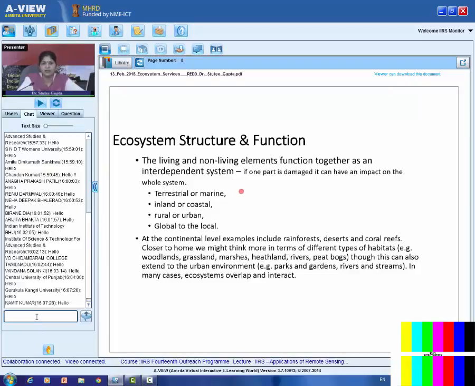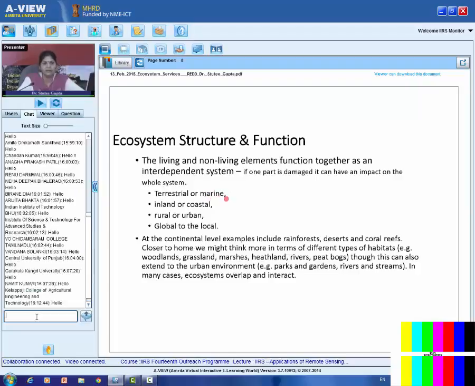So the various kinds of ecosystems we have may be terrestrial or marine, inland or coastal, rural or urban, global or local, depending upon the scale. At the continental level, we have various kinds of ecosystems that include rainforests, deserts, coral reefs, and if we go close to our houses, we can see many other things in an urban environment. We'll be depicting this with the help of some pictures now.